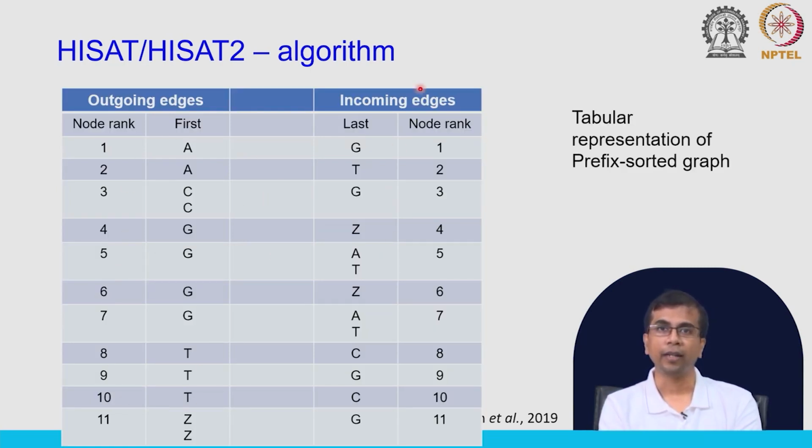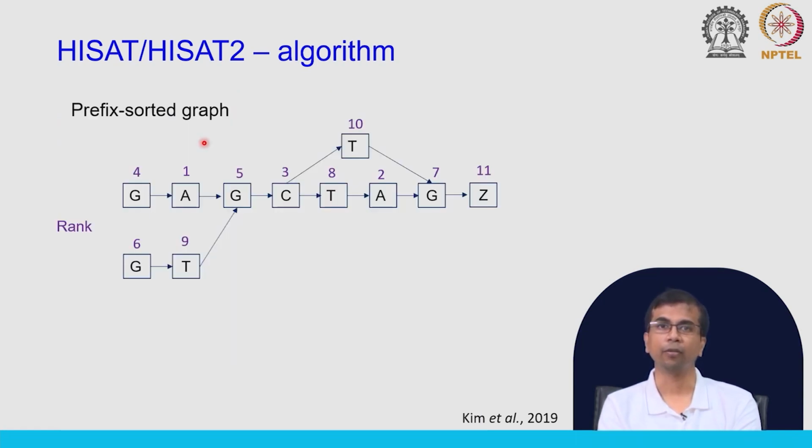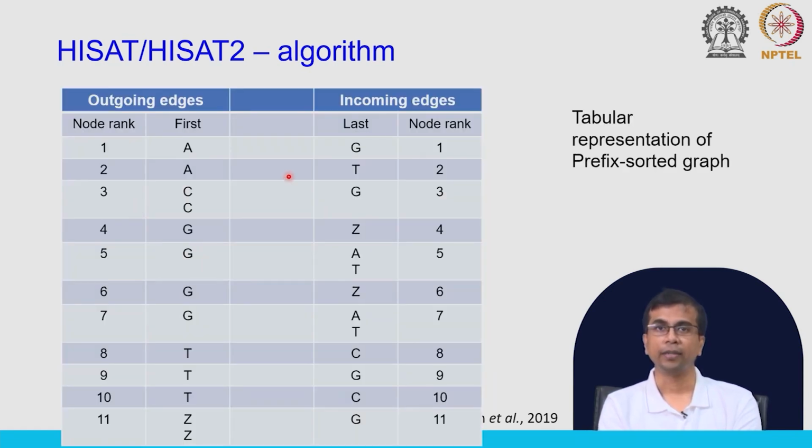Now, you have the incoming edges, and again we have given these node ranks 1, 2, 3. What we are doing here is writing the corresponding last or the corresponding incoming edge for this first node. So, for this node A, what is the incoming node? This incoming node actually comes from G here. So, that is why this base is G. The last node that was visited right before this A would be this G.